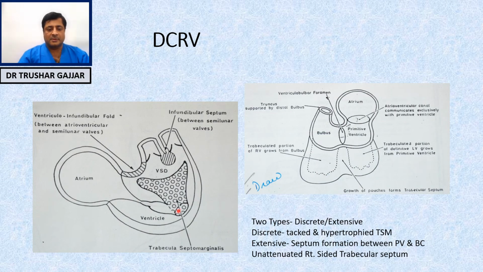Excessive growth of the trabecular septomarginalis will lead to the anomaly called double chambered right ventricle. That will be secondary to mid-cavitary fibrosis, which leads to the formation of double chambered right ventricle.